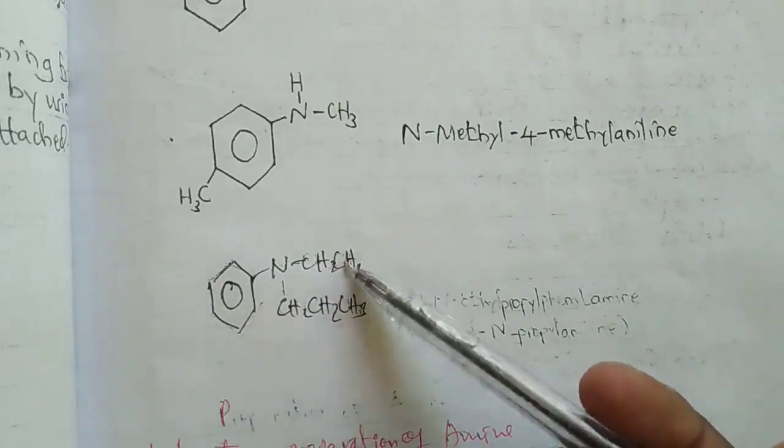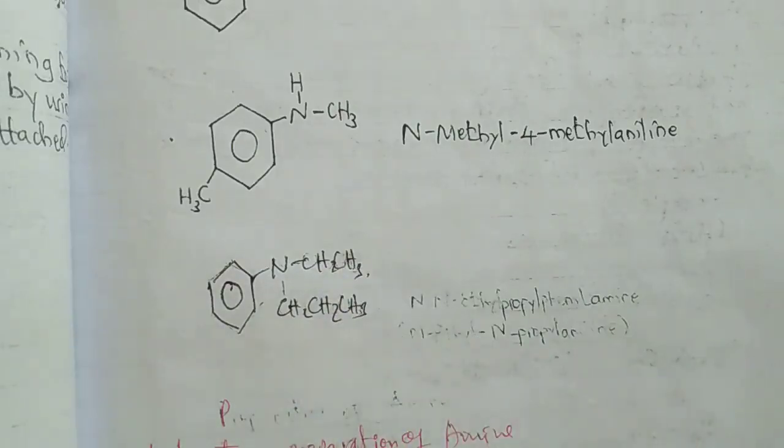ethyl, huyu ni propyl, so itakuwa ni N ethyl, then N phenyl, alafu N propyl amine. Au mwingine angeweza kusema ni N ethyl, N propyl phenyl amine. Unaona? I mean phenyl amine, ambao jina lingine ndio inaitwa alanine.